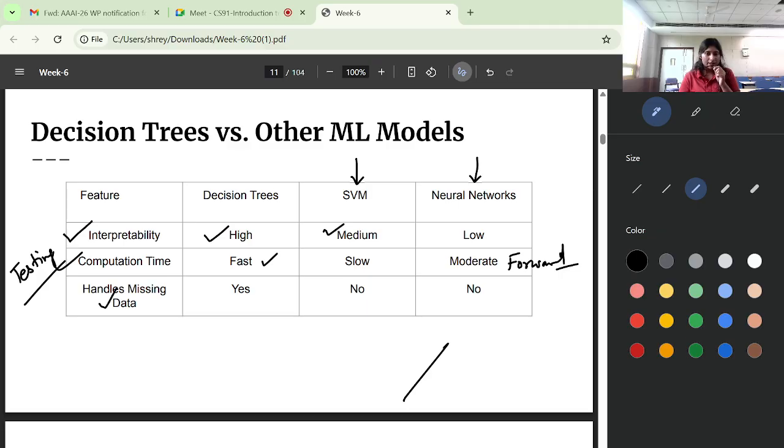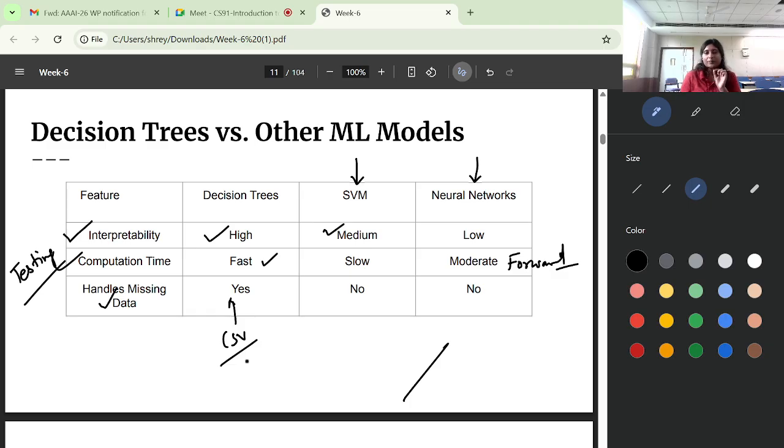Third is handling missing data. Decision trees specifically work on CSV files, so the data is highly structured. SVM and neural networks work on any form of data. If in a CSV file some value is missing, we should have some mechanism that can handle it. Otherwise, SVM and neural networks will not work on that. But in a decision tree, maybe some missing values will not affect the branches.